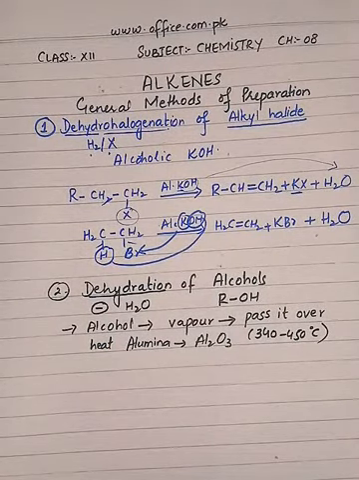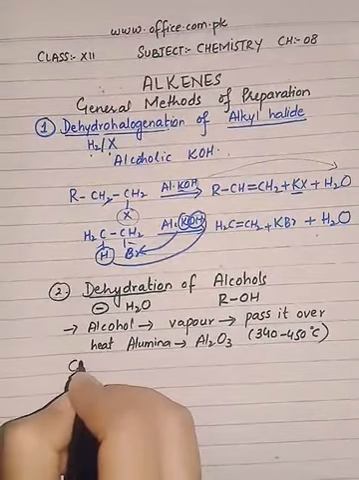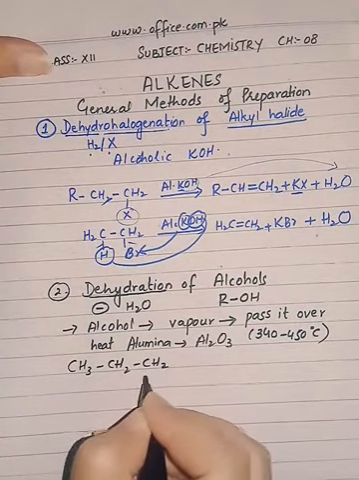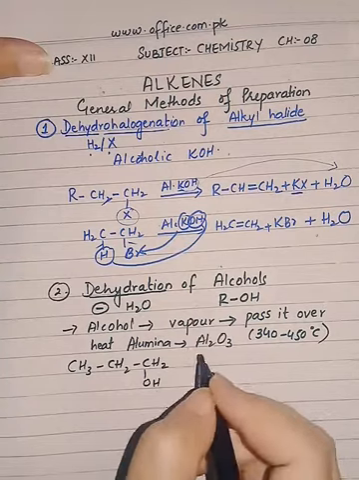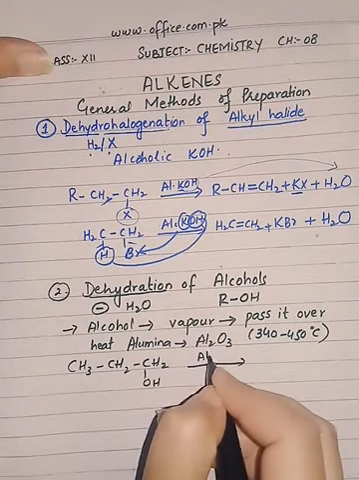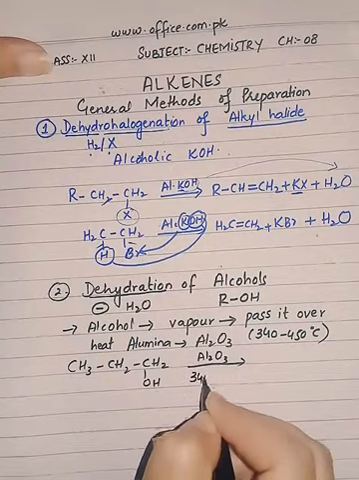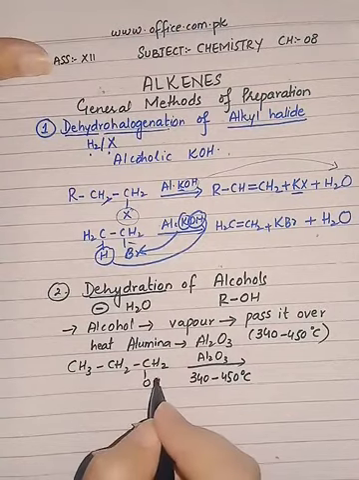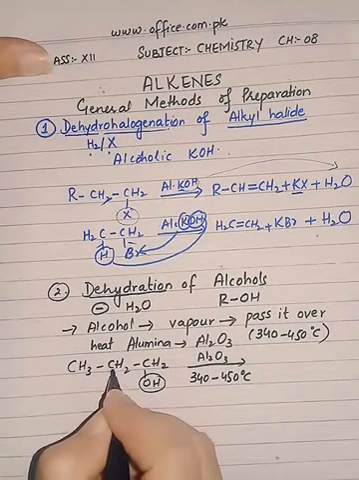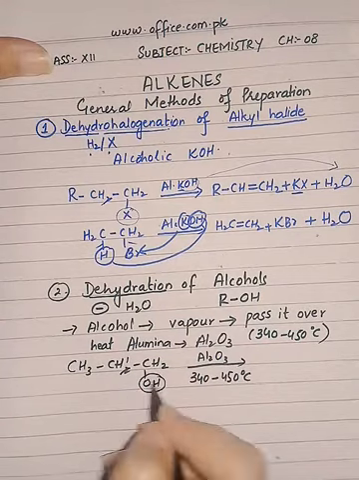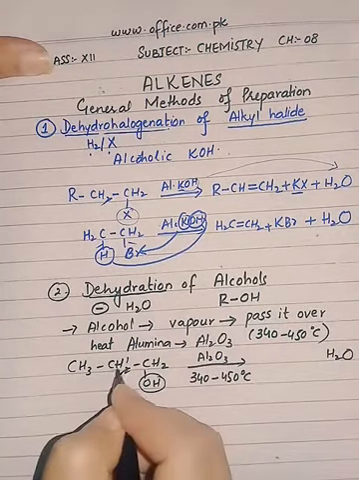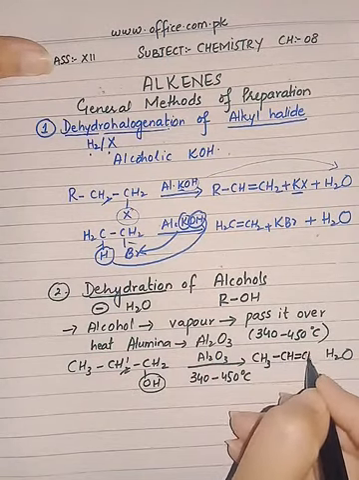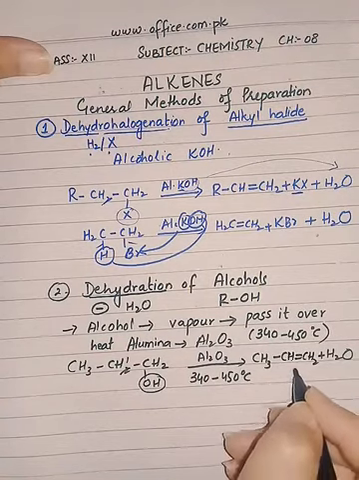Now let us see with the help of an example. Suppose here we have an alcohol and here we have aluminium oxide, at a temperature of about 340 to 450 degree centigrade. Now this carbon will give its OH and this carbon will give its H, and it will become water. So one bond of both the carbons will become free, which will become the double bond. So this will be propene.